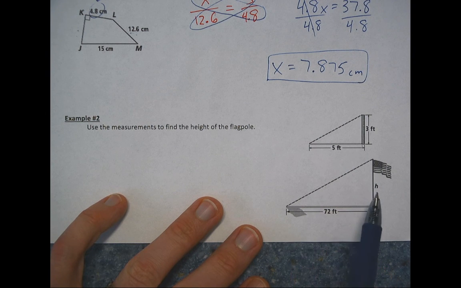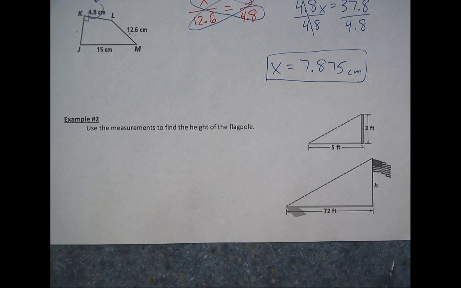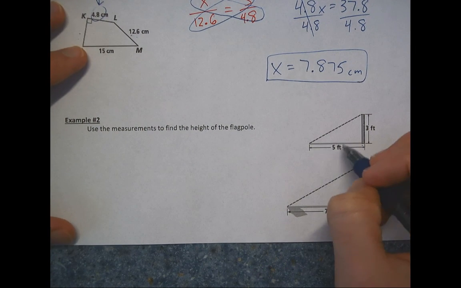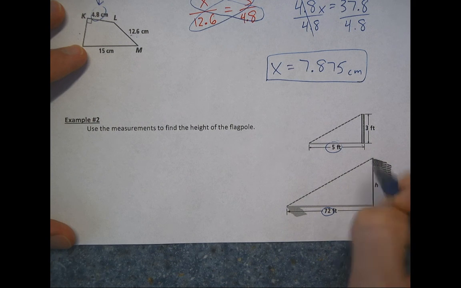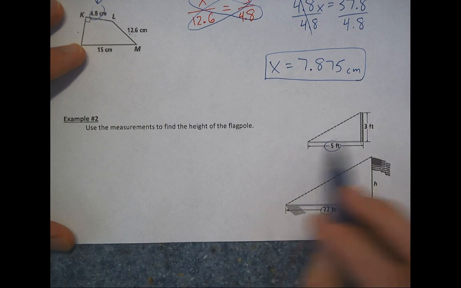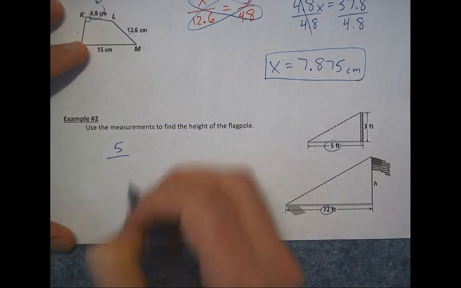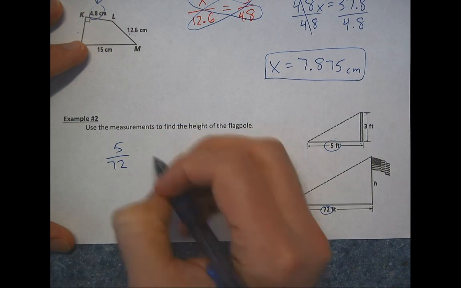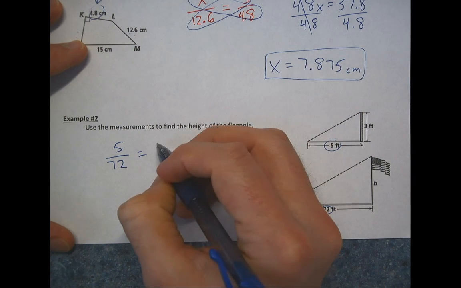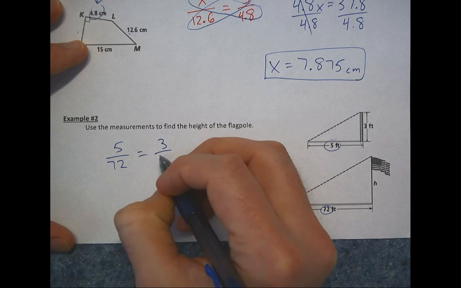So if this is happening at the same time, you can use these relationships to set up a proportion. These would be considered similar figures. Notice there's a dotted line that's just there to show this is a triangle. But we're going to go ahead and relate the sides. So 5 compares to 72. The shadow compares to the shadow the same way the height compares to the height. So 5 compares to 72 the same way 3 compares to h.